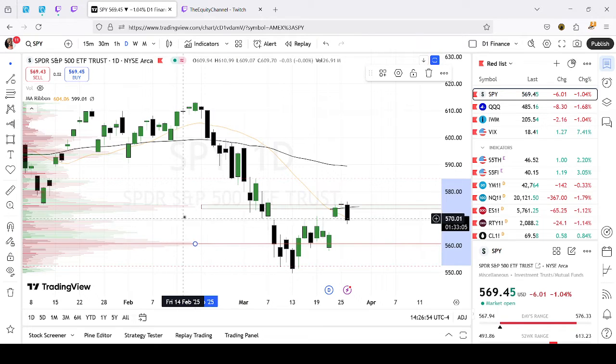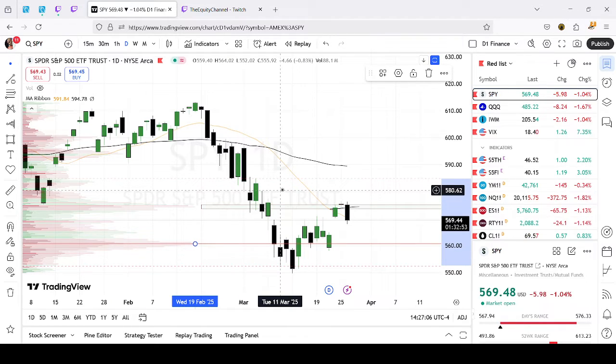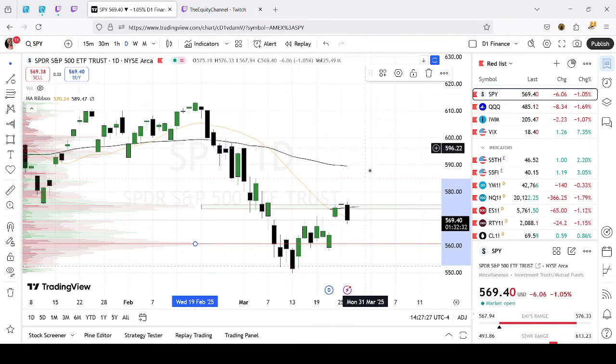Let's break this down here. So I have these four nodes within this box, right? Because I essentially took the 40 bars and turned it into 160. So this one bar became four bars. And now I can see that right here was where the most volume occurred in that area. But that can be a little too granular and it can be a little too noisy.